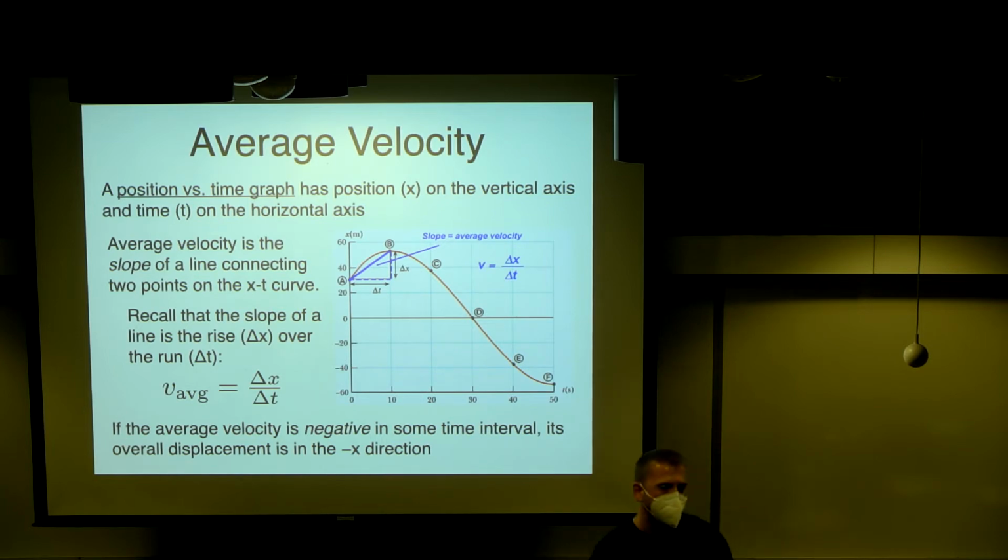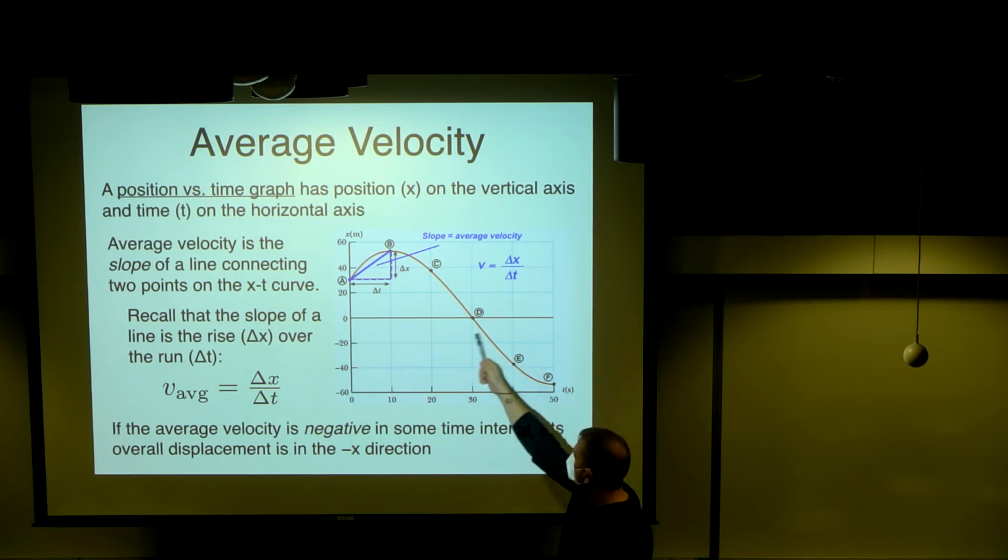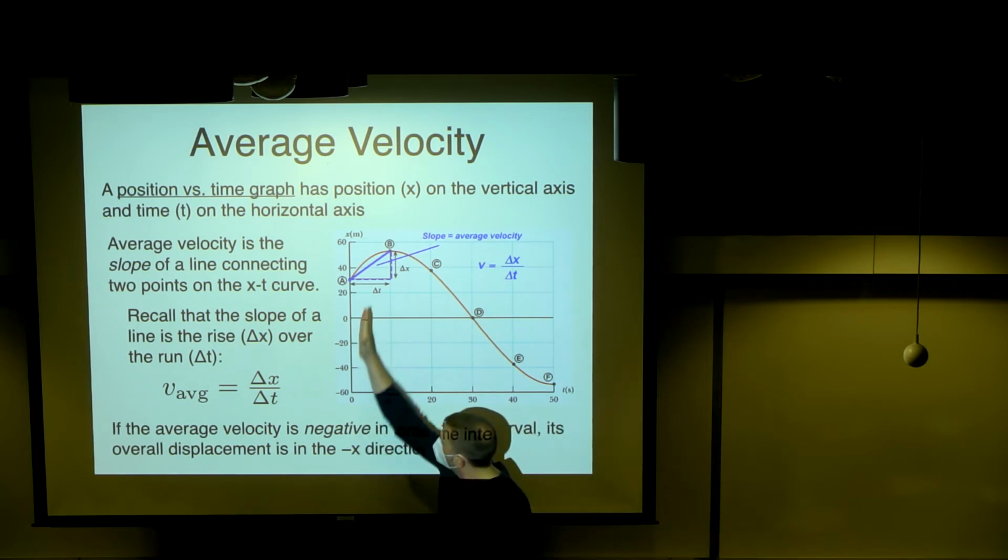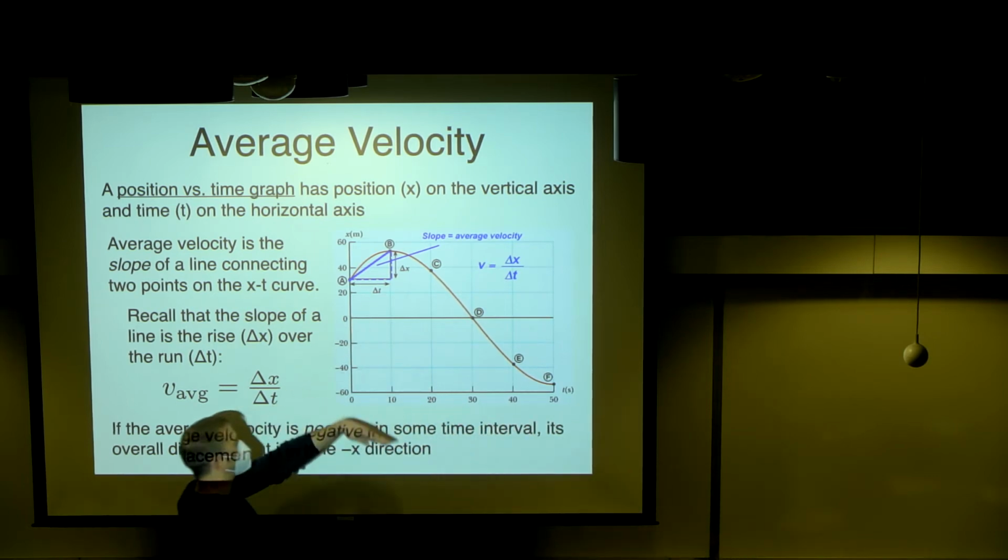Let's take a closer look at average velocity. In particular, I want us to look at how we can look at a graph of an object's motion and determine something about its velocity. So what you see here is something called a position versus time graph. On the vertical axis, we have position, which is x. I know you're used to seeing x on the horizontal axis, but x is on the vertical axis in this particular case, and time is on the horizontal axis.